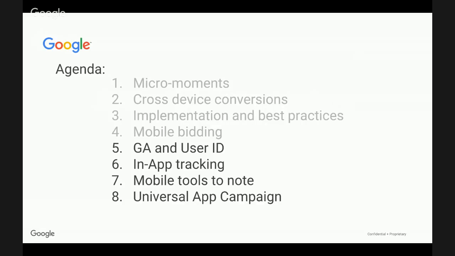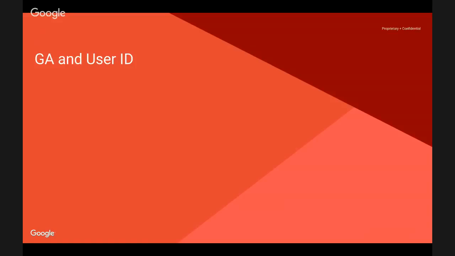So on today's agenda, we have Google Analytics and User ID, in-app tracking, mobile tools to note, and Universal App Campaign. As we said in the previous session, there are two ways of cross-device conversion tracking: estimated cross-device conversions in AdWords and user ID in Google Analytics. So in today's session, we are starting with Google Analytics and user ID.